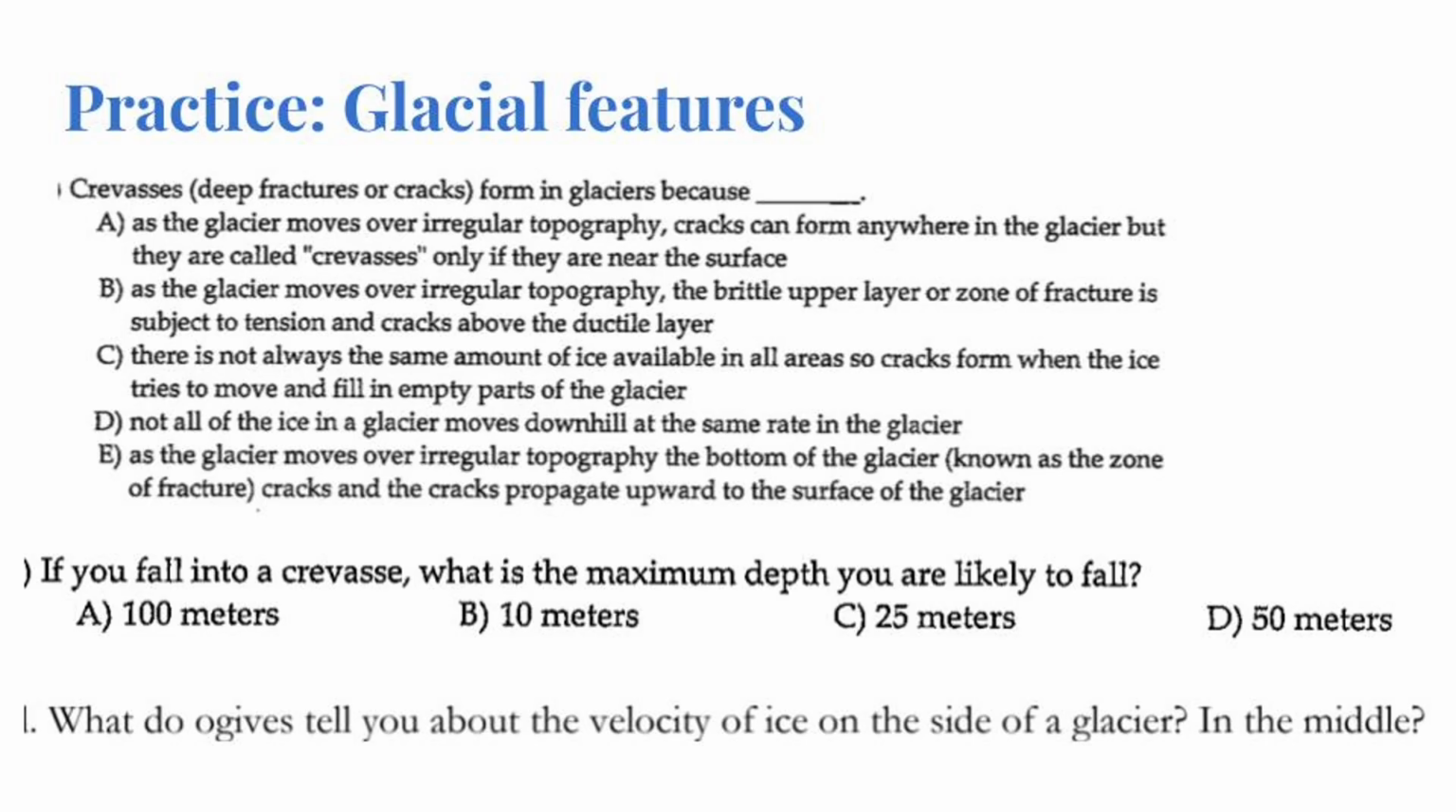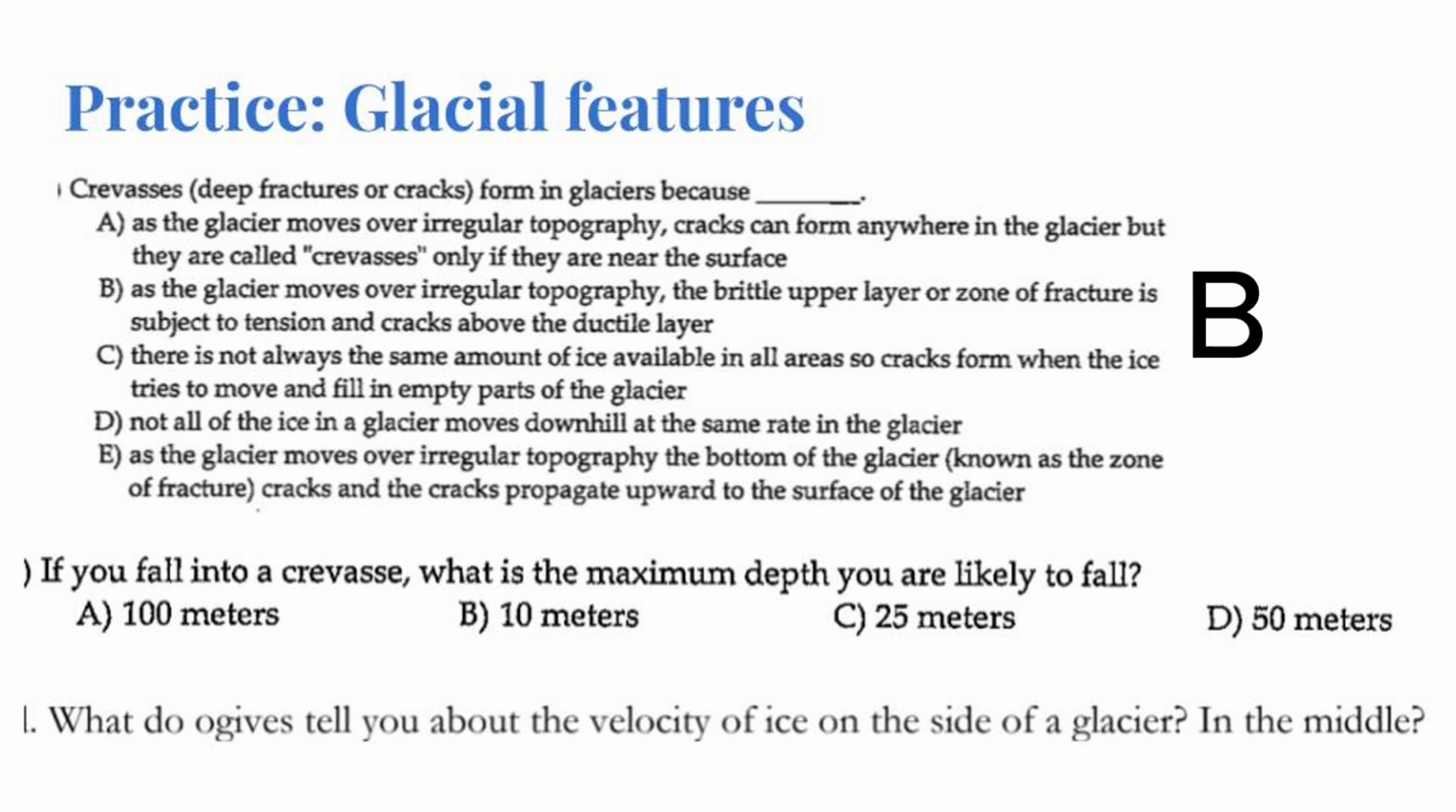We will go over dynamic planet questions with the topic of glaciers, with specific focus on glacial features. The first question says, crevasses, deep fractures or cracks, form in glaciers because... If we read the answer choices, we would know that it's B. This question is just a definition question and you can easily answer it.